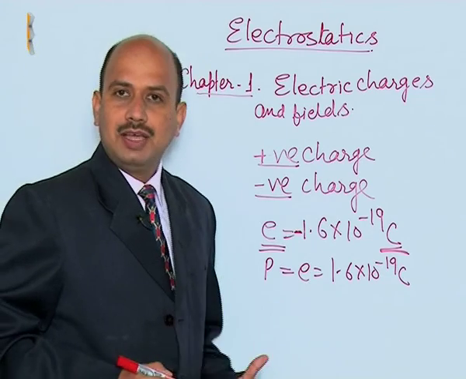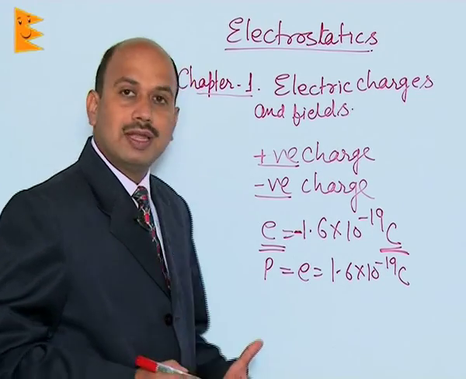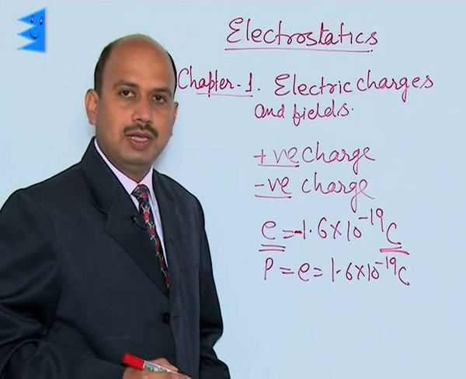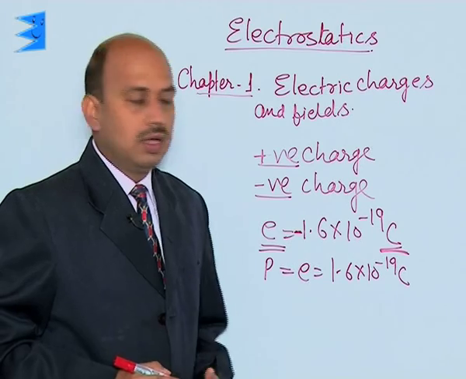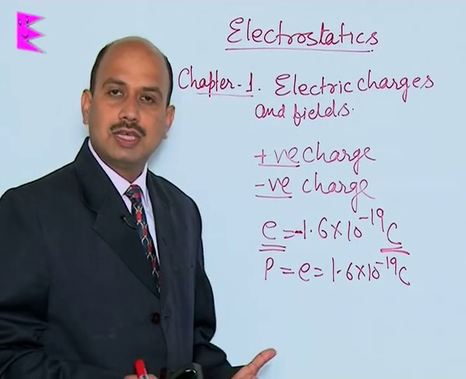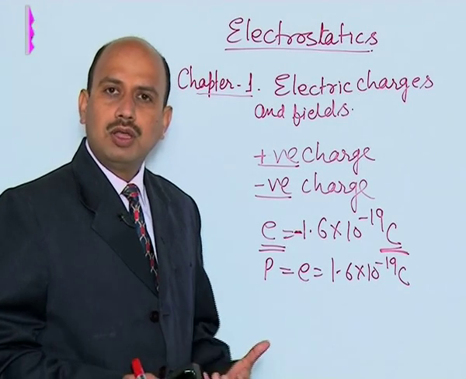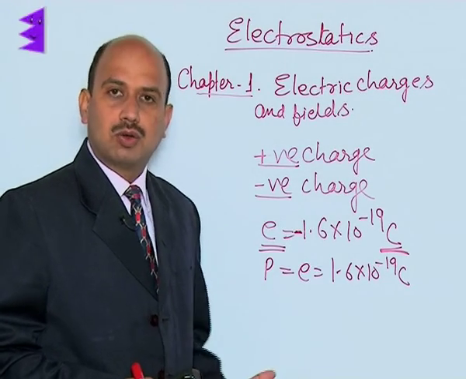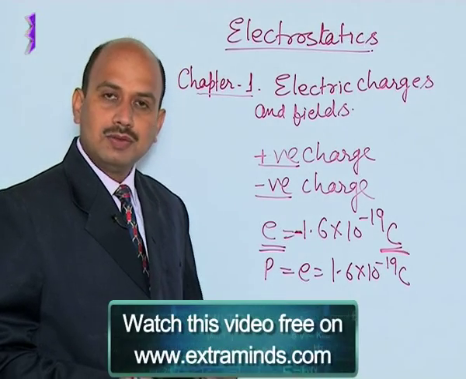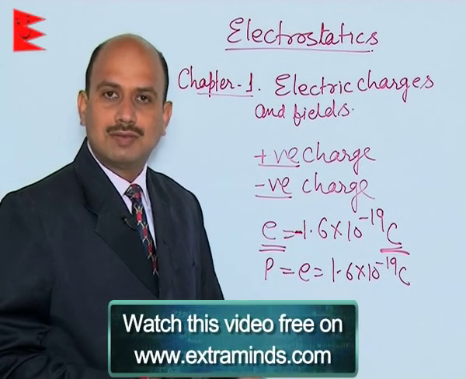Each and every atom contains an equal number of electrons and protons, so the net charge of the atom is 0. That is why the atom is said to be electrically neutral. Now, how do we decide which body is positively charged and which is negatively charged? Any body which has an excess of electrons is said to be negatively charged, and any body which has a deficiency of electrons is known as positively charged.